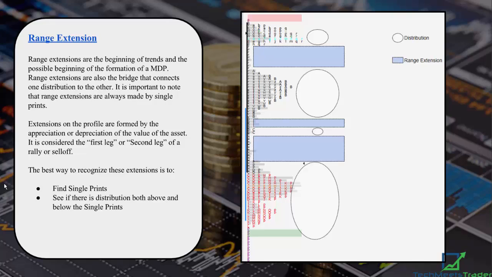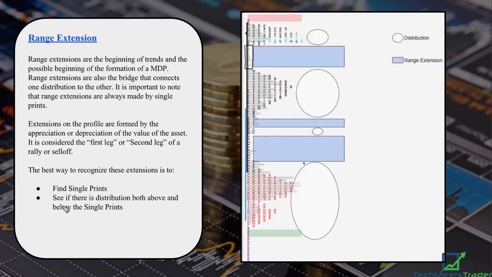It is considered the first leg or second leg of a rally or a sell-off. The best way to recognize these extensions is to find single prints. Now, single prints on a market profile are letters that are by themselves and don't have a letter to the right of them. Here, lowercase r are single prints. They're by themselves. Now, the first key to recognizing a range extension is to find single prints.